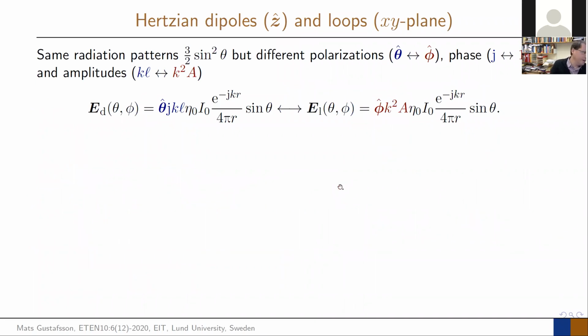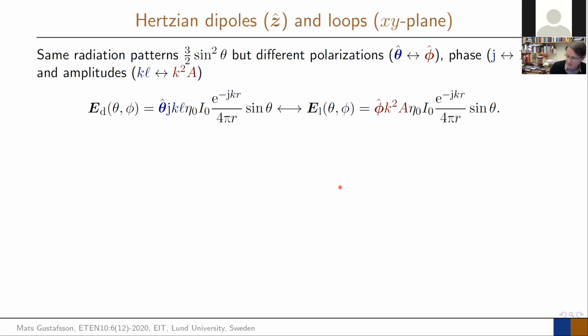So if we see what we have now learned so far about the loop, and we compare that with what we learned 2 weeks ago about the Hertzian dipole, and we say that both of these are now dipoles in the z direction. That means that the Hertzian dipole is in the z direction, the typical case we had, and the loop is in the xy plane.